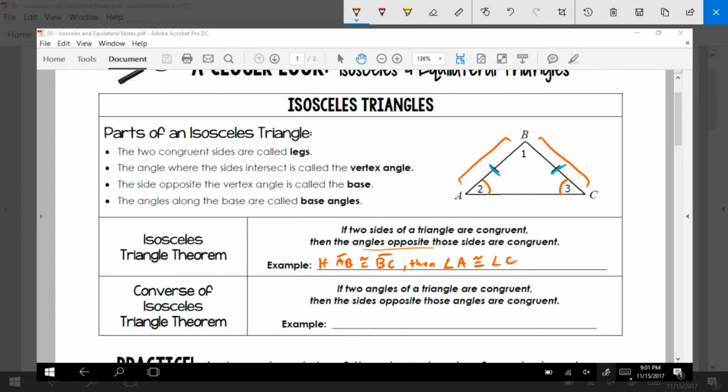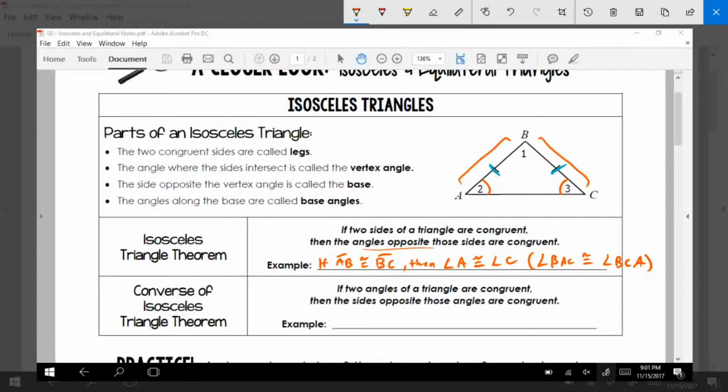Okay? Or I'm going to show you also with the 3 letters. Angle BAC is congruent to angle BCA. So that is the isosceles triangle theorem. Make sure you remember this definition because we're going to be using it a lot.